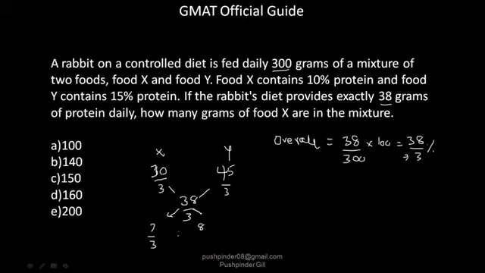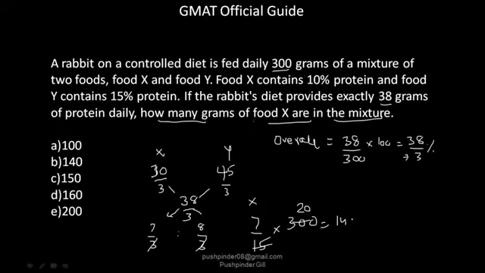So 30 minus 38 would give me 8. Just take the modulus, don't take the negative. 3 and 3 gone, that means they are mixed in 7:8. Now what is the question asking you? The question is asking you how many grams of food X are there in the mixture. So food X is 7/15 of total, isn't it? Because 7 parts is X and 8 parts is Y, so it's 7/15. And what is the total mixture? 300 grams. That means that this must be 140 grams.